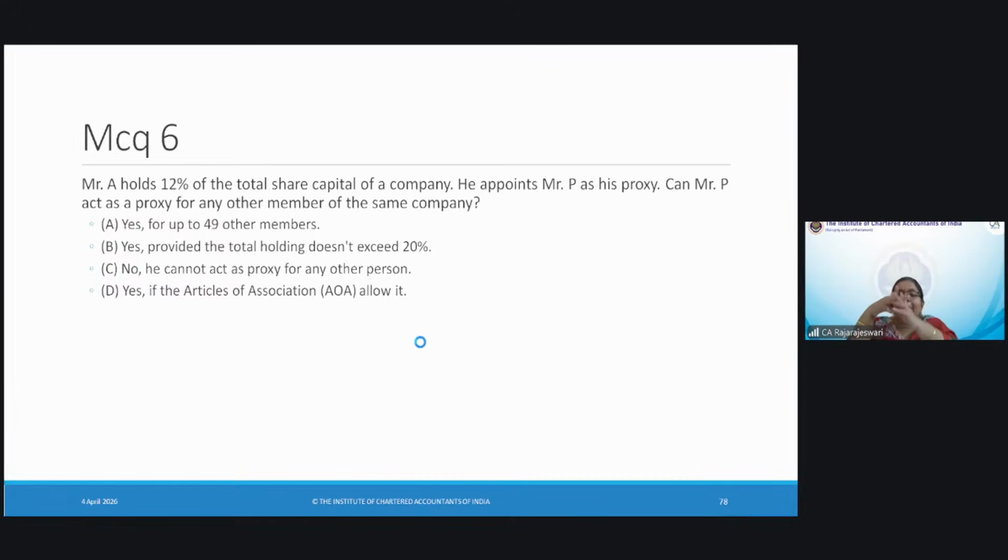Mr. A holds 12% of the total share capital of a company. He appoints Mr. P as his proxy. Can Mr. P act as a proxy for any other member of the same company? See, this question could be asked as a descriptive question, or as an MCQ. This is both a descriptive and an MCQ question. So if it is a descriptive question, you have to write the provisions correctly.